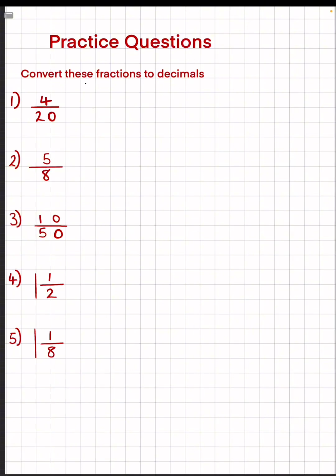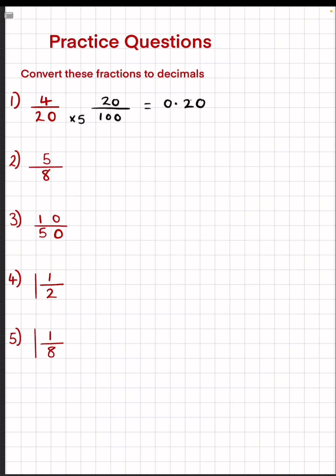The question says, convert these fractions to decimals. The first fraction is 4 over 20. We can find an equivalent fraction in hundredths, so we can use 100 as the denominator. To get from 20 to 100, we've multiplied by 5. So we need to multiply the top number by 5. 4 times 5 is 20. 20 divided by 100 equals 0.20.